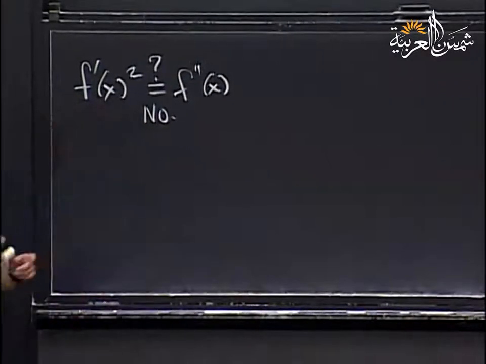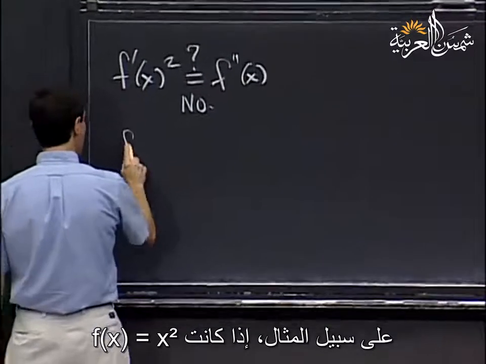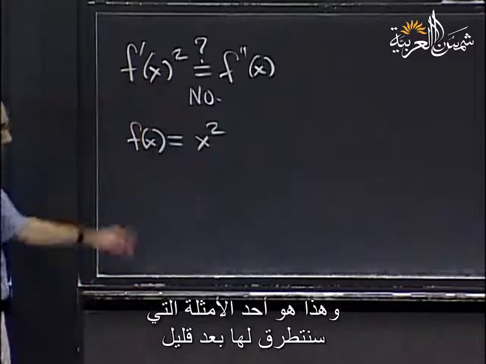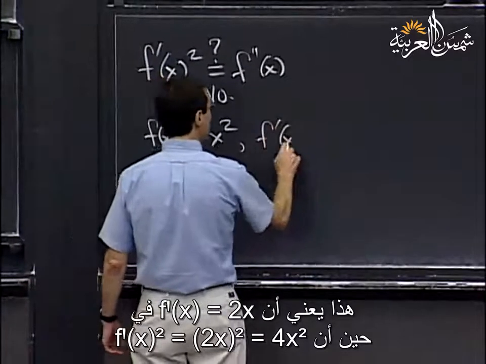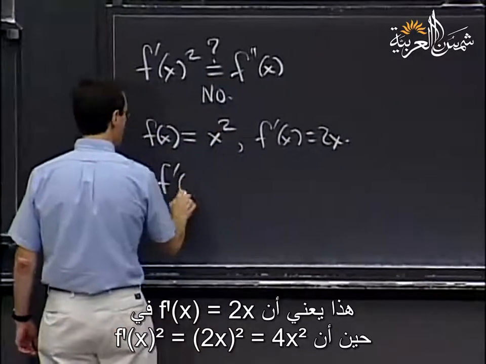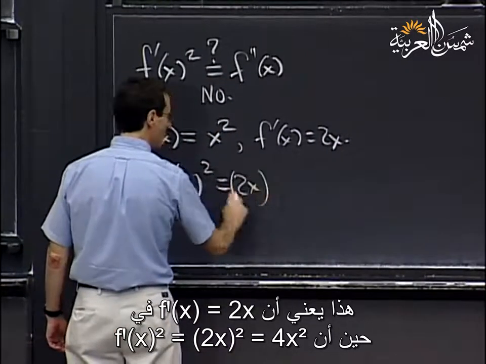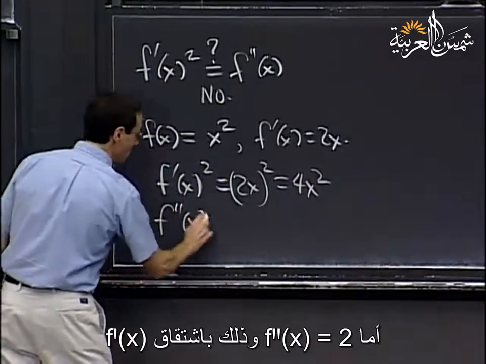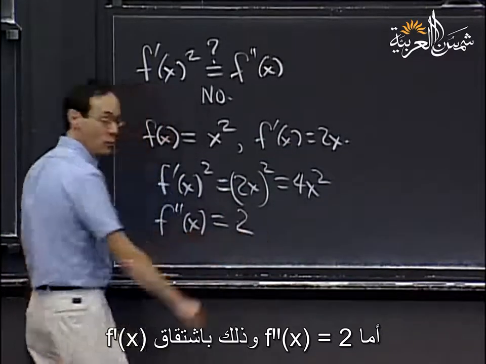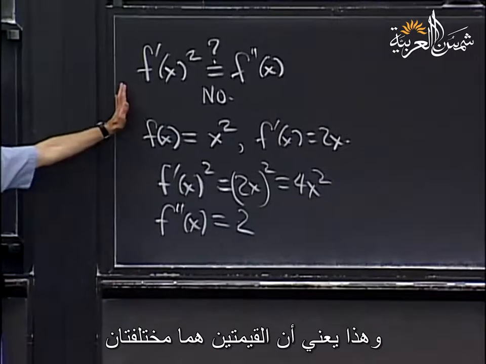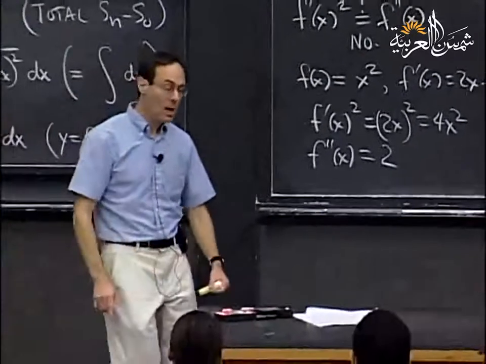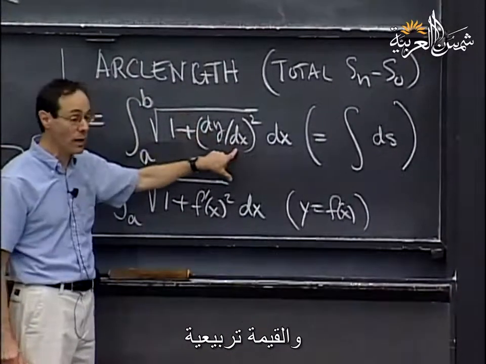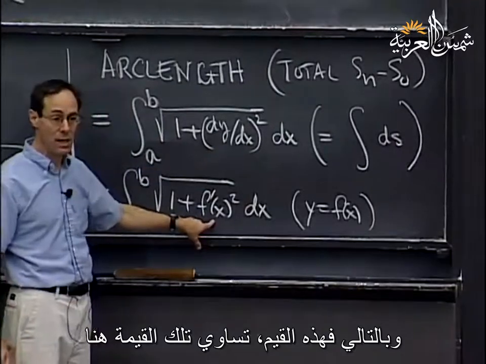All right? Now let's just see what it is. So for example, if f of x is equal to x squared, which is an example which will come up in a few minutes, then f prime of x is equal to 2x, and f prime of x squared is equal to 2x, the quantity squared, which is 4x squared. Whereas f double prime of x, if I differentiate this another time, is equal to 2. All right? So they don't mean the same thing. The same thing over here, you can see this dy dx, this is the rate of change of y with respect to x, the quantity squared. So in other words, this thing is supposed to mean the same as that.